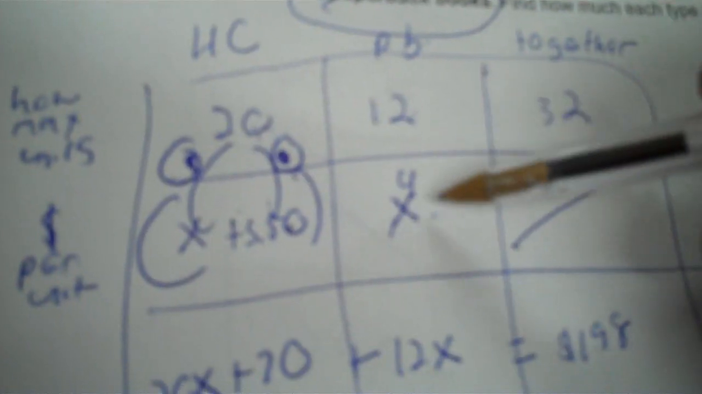Problem's pretty much solved as long as you know where to look in the table. So X is 4. Great. The paperback's the cost per unit, $4. Hardcover. Well, X is still 4. 4 plus $3.50 is $7.50. Boom.